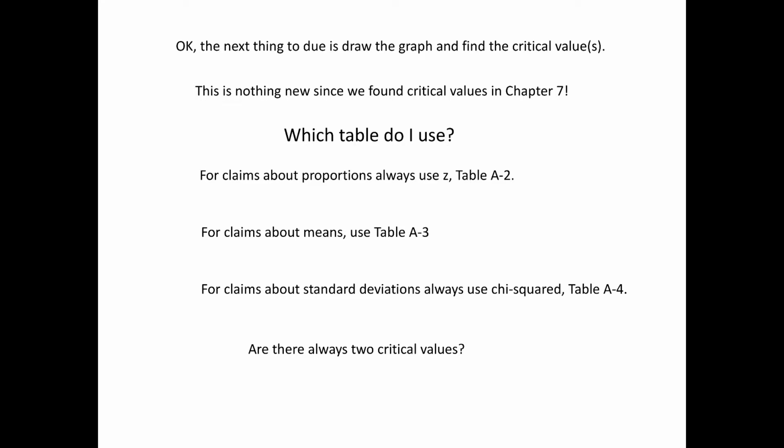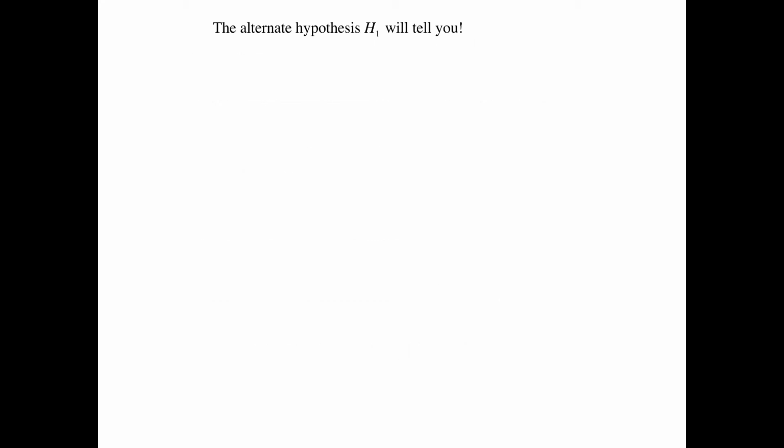In Chapter 7, we always used 2 critical values because we were making confidence intervals, which have a left tail and a right tail. In hypothesis testing, it doesn't have to be that way. But good thing we've got our friend, the alternate hypothesis, to tell you what to do. So with this one, the alternate hypothesis would have this arrow pointing to the right. That means it's a right-tailed test. So the picture would look like this. It would only have one right tail.